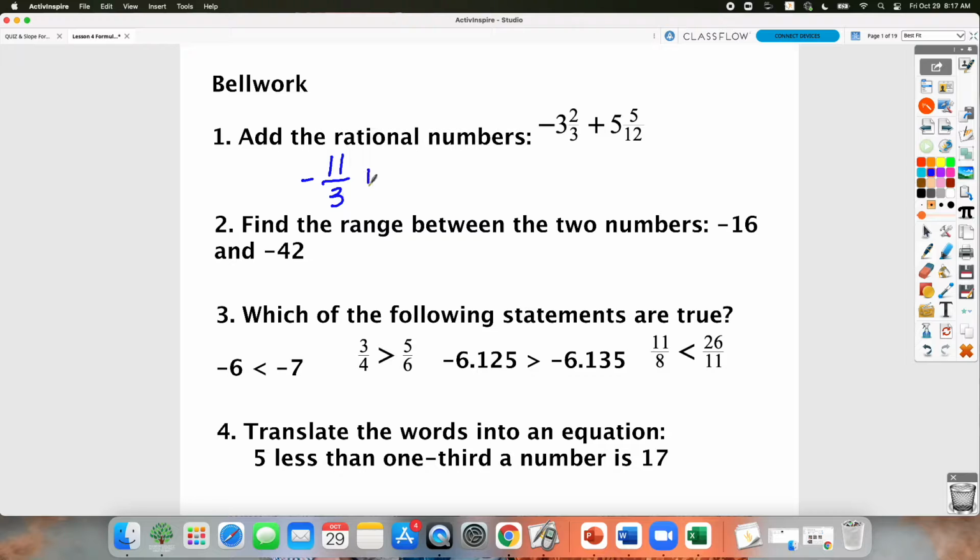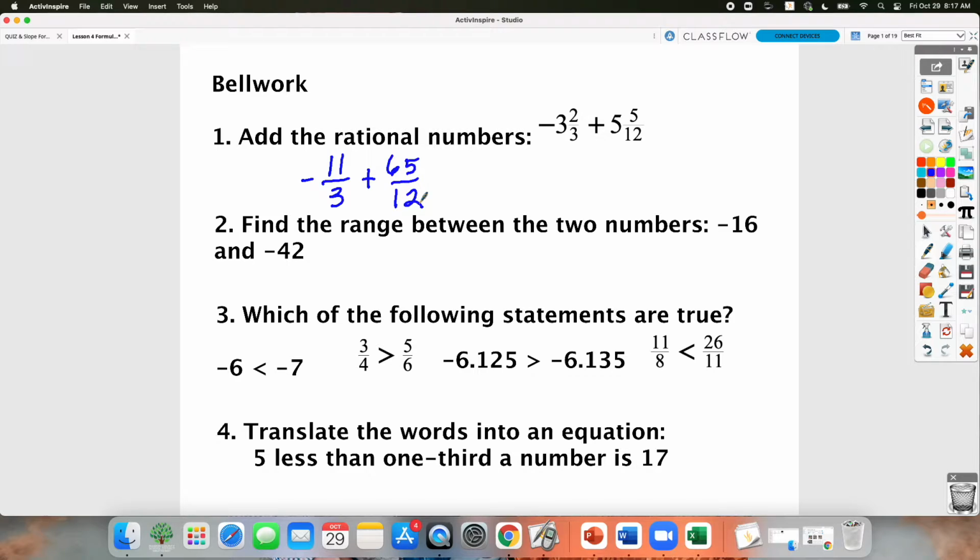Kendall, what would 5 5/12 become? 65/12. All right, so I've changed them to improper fractions. Once I've done that, Addie, what would my next step be? Absolutely, we've got to find a common denominator. What did you use for yours, Addie? 4. What did you use? 4.